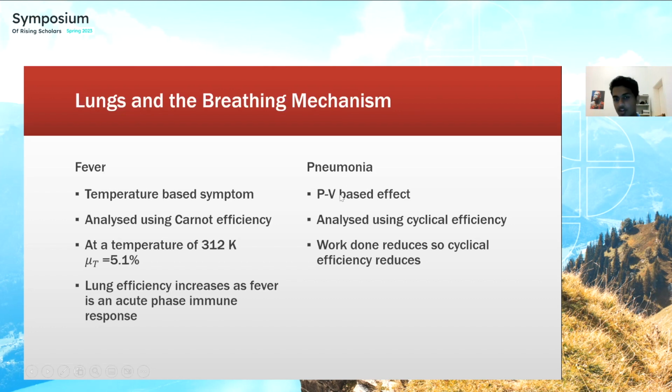Pneumonia, on the other hand, is pressure volume based, which means cyclical efficiency is more appropriate. In this case, you don't actually need to make calculations, because when fluid fills up in the lungs for pneumonia, the maximum lung volume is restricted, and so the gas cannot expand as much. This means it does less work, and so cyclical efficiency itself would reduce, which is another common symptom of pneumonia.